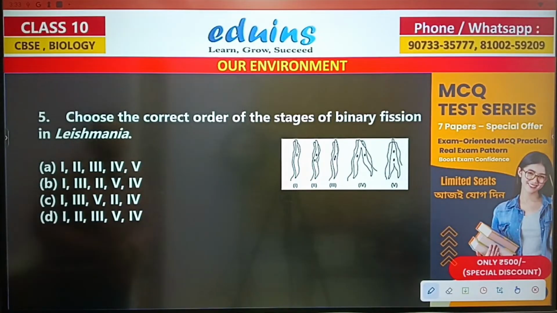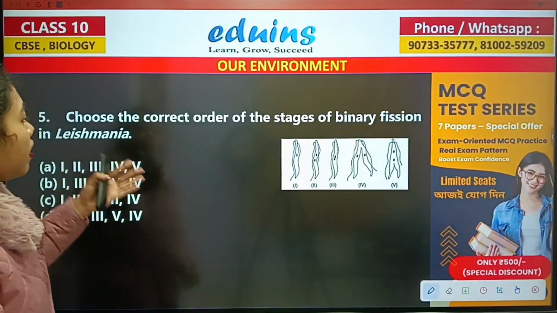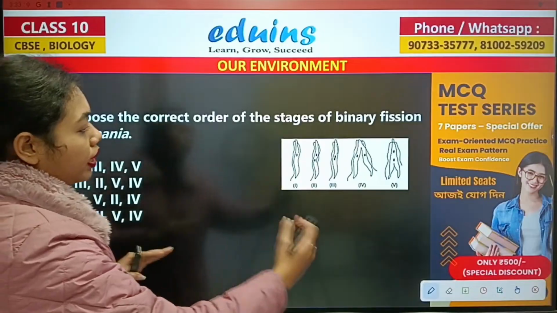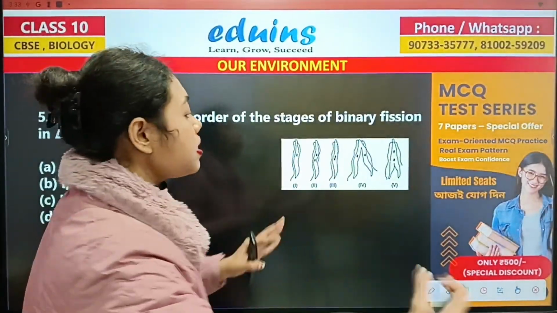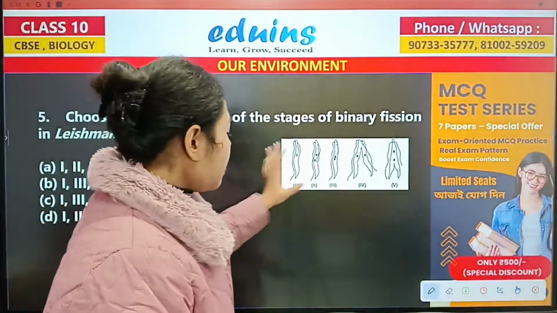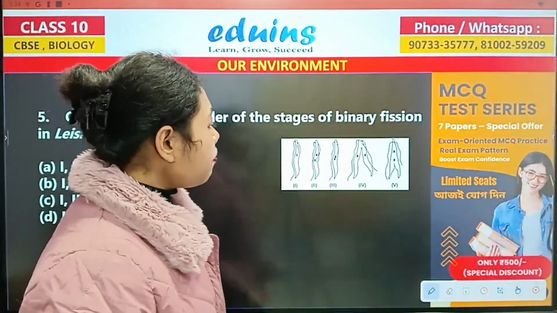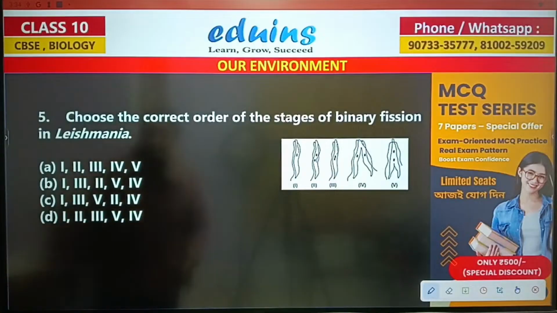Okay, let's move to the next question. Choose the correct order of the stages of binary fission in Leishmania. Here you have to identify the step-by-step process in this picture. Option A: 1, 2, 3, 4, 5. Option B: 1, 3, 2, 5, 4. Option C: 1, 3, 5, 2, 4. Option D: 1, 2, 3, 5, 4. What will be the right answer? Please comment down below.